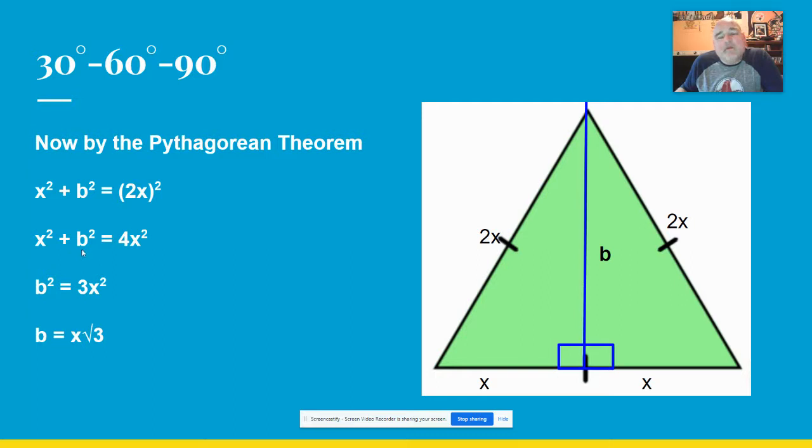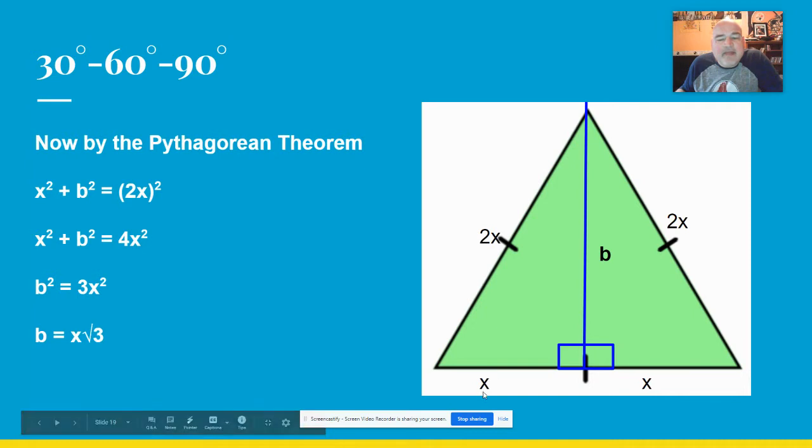Getting b alone, because we're trying to solve for b, we subtracted the x squared over to this side, giving us 3x squared. Then we take the square root, which the square root of x squared would just be x, and the square root of 3 would just be the square root of 3, because we don't know what it is. That gives us the two facts that we need to know.